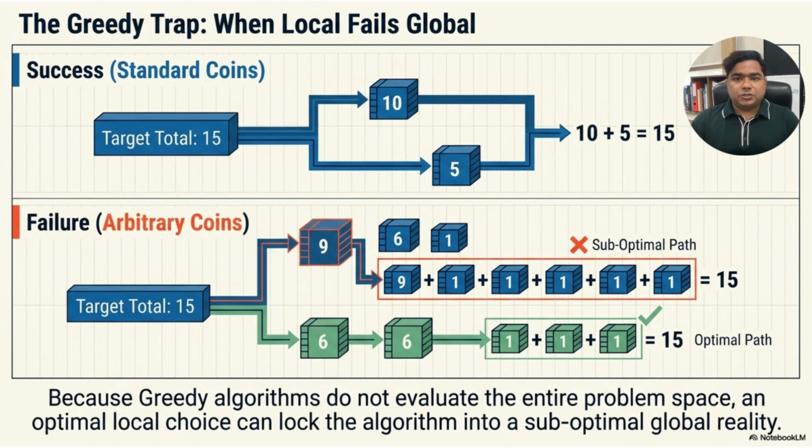This example teaches us an important lesson. Greedy algorithms are fast because they do not evaluate the entire problem space. But because they only focus on local decisions, they can become trapped in a suboptimal global solution. So, greedy algorithms are useful, but we must confirm that the greedy choice property is valid for the problem.